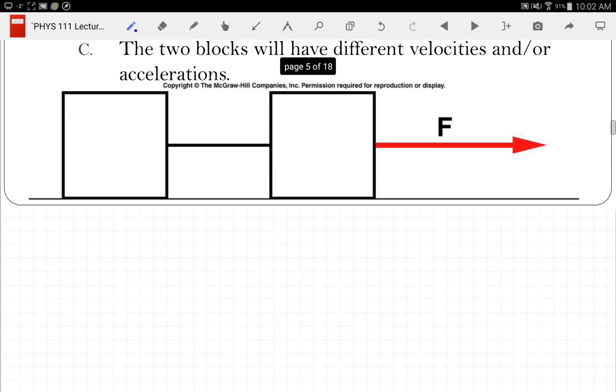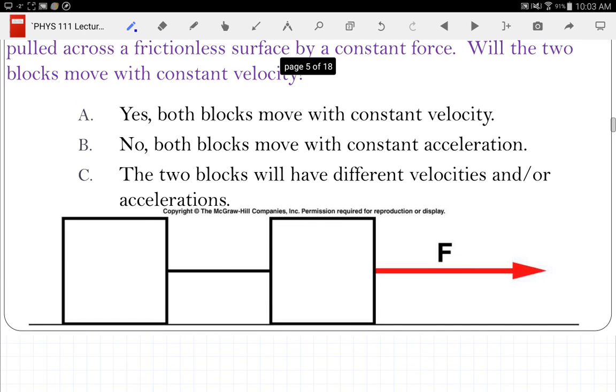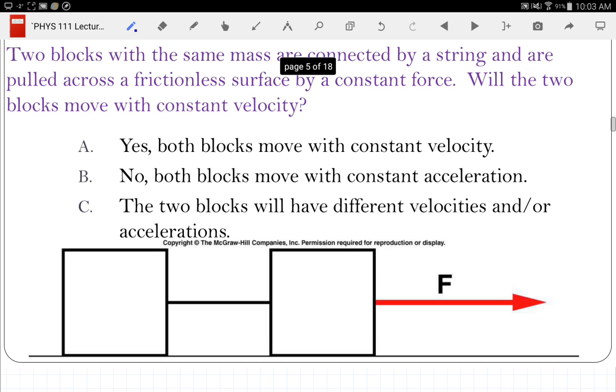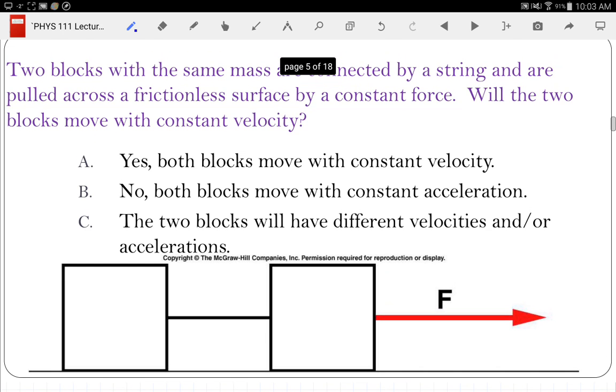Okay, now a clicker question. Two blocks with the same mass are connected by a string and are pulled across a frictionless surface by a constant force. Frictionless surface, the same as having the wheels where we assume no friction there. Will the two blocks move with constant velocity?